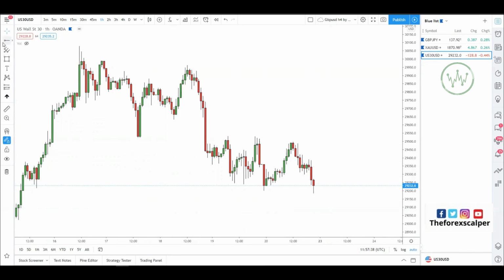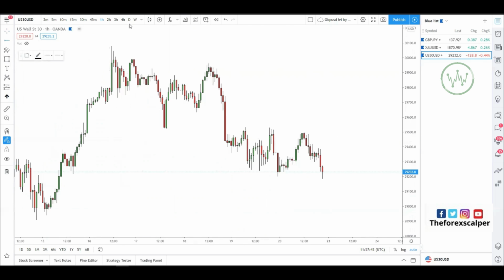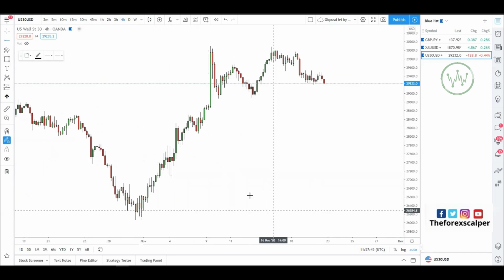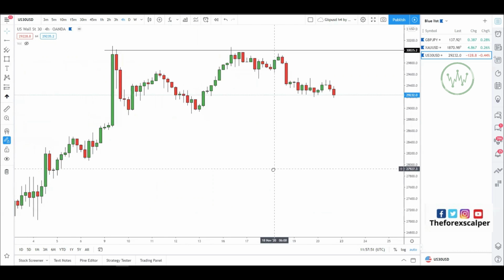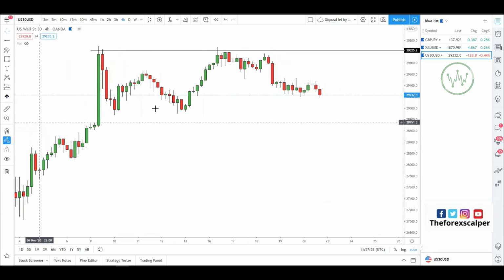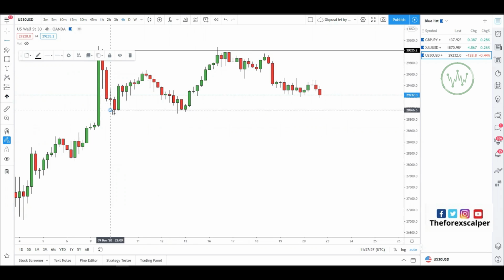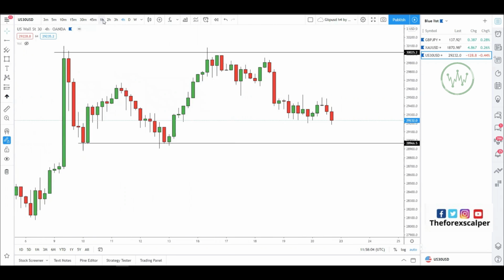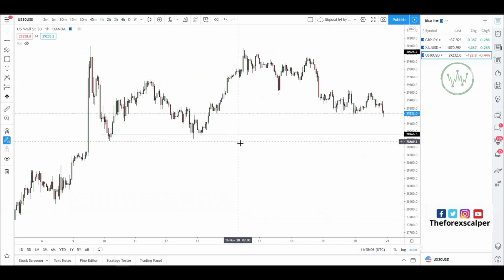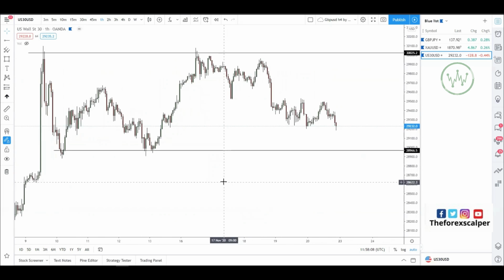So, yeah, you can see right here. Let's move to the 4H to see the bigger picture, the entire picture. So we can see we have a level right here to the upside, and price is pretty nicely ranging between these levels right here. So that is the range on USD30 that we see right now. And moving to the lower time frames, you can spot the range even better.